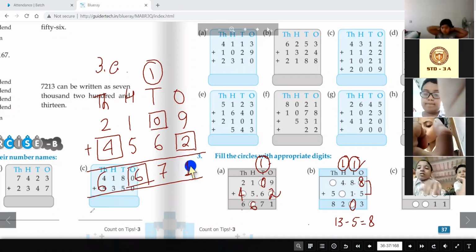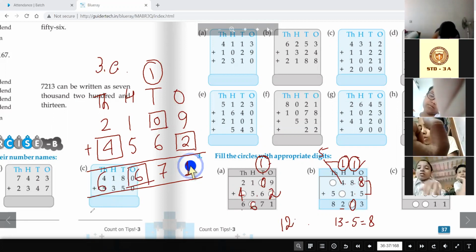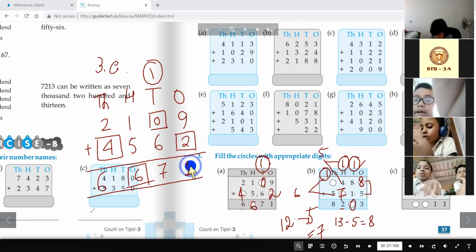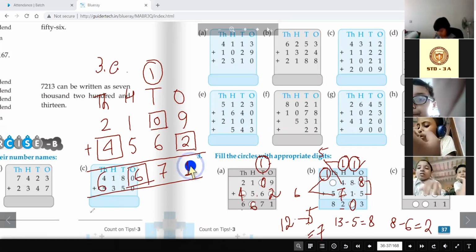1 plus 4 equal to 5, which means the answer is already coming as 5, and here 2. So 2 means 12. From 12 we will subtract 5, and this will come as how much? 7. So here we will write 7. Now when it is 12, so carry on the thousand place we will write 1. 1 plus 5 equal to 6. So from 8, if we subtract 6, it will come as 2. So the answer will be exactly like this.